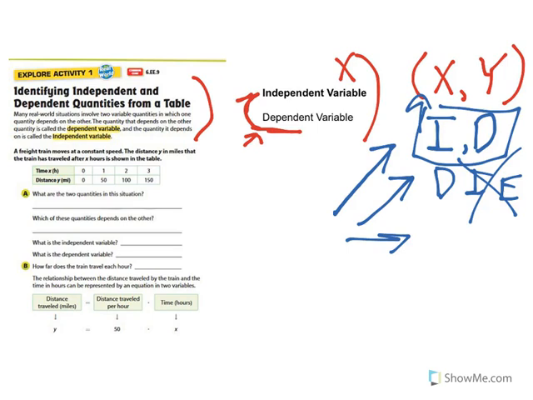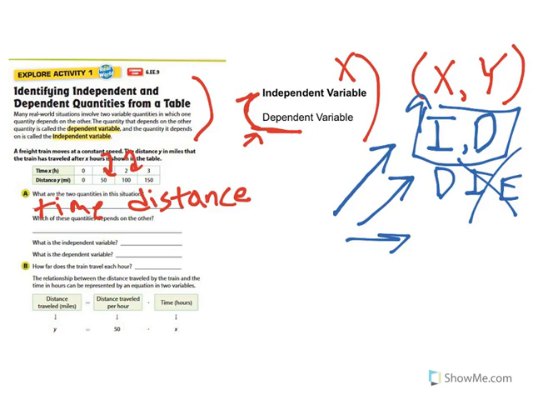All right, so let's take a look at this example now. One of the two quantities in this situation: a freight train is moving at a constant speed. The distance in Y miles that the train has traveled after X hours is shown in the table. So the two quantities are time, hours, and distance. If you're taking a train trip across the country, after 1 hour, you would have traveled 50 miles, etc.